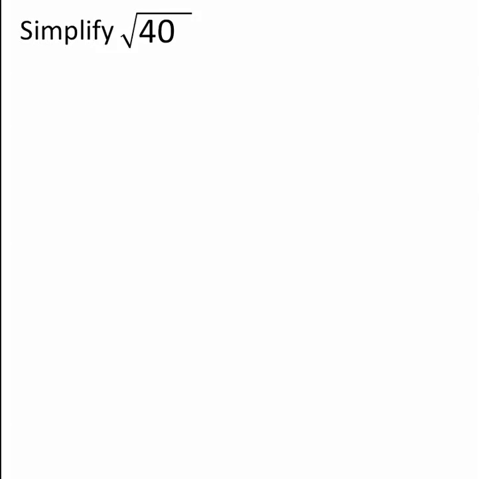This problem is asking us to simplify the square root of 40. And when I have to simplify a radical, my first step is to factor the number underneath the radical. So in this case, to factor 40. So let's do that.